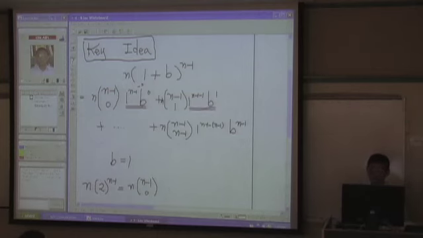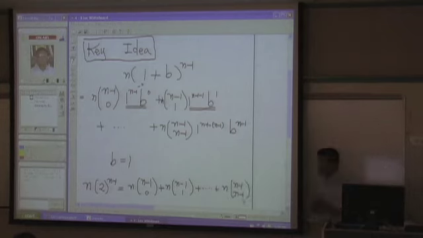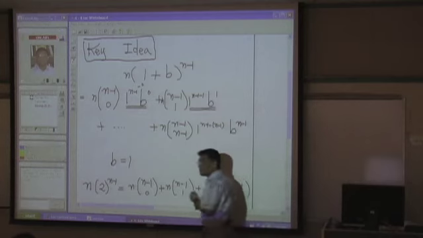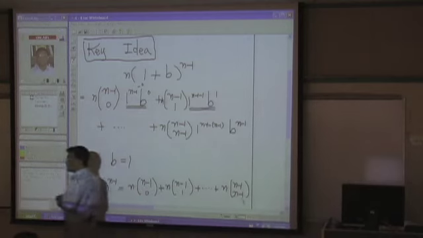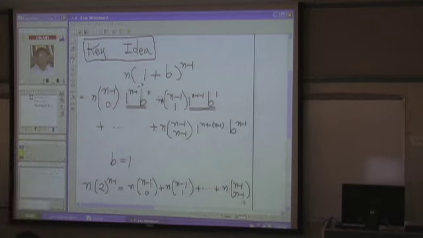So n minus 1 choose 1, and then all the way up to n minus 1 choose n minus 1. So we get this result. And now, the simplification is required. So as you can see, it's not just a one-step method. It requires one more step.